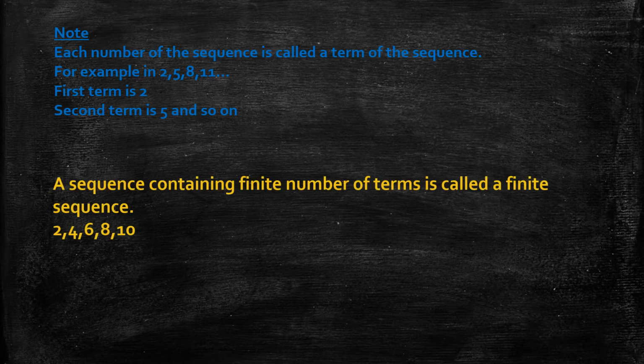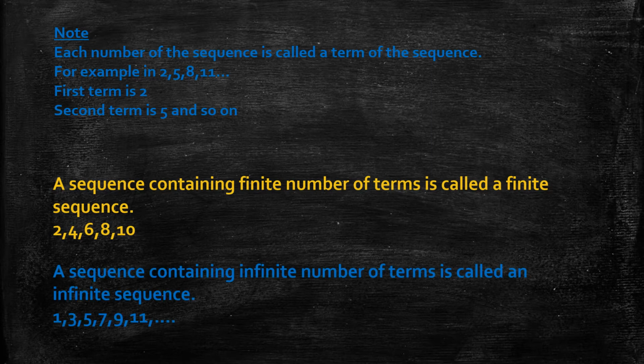Now, a sequence containing finite number of terms is called a finite sequence. Children, if the sequence has countable number of terms, that is the last term is specified, then it is called a finite sequence. Set of even numbers up to 10 is a finite sequence. Whereas a sequence containing infinite number of terms is called an infinite sequence. Set of odd numbers. It goes on. So it is an infinite sequence.